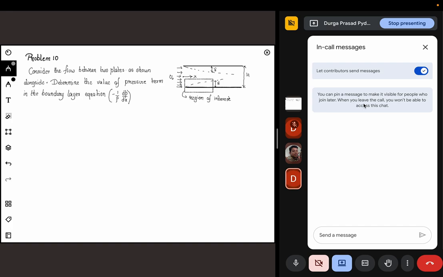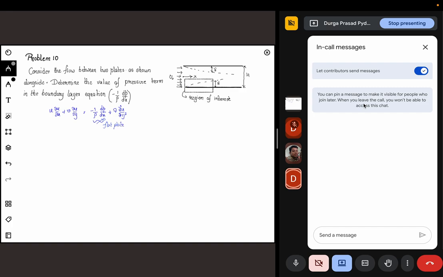This term, 1 by rho dp dx. If you recall the boundary layer equation, we have u times del u by del x plus v times del u by del y equal to minus 1 by rho dp dx plus mu times del square u by del y square. This is my boundary layer equation, the momentum equation. In this equation, for a flat plate, I told you this particular term goes to 0 for a flat plate.